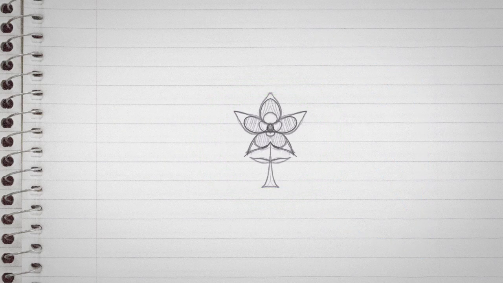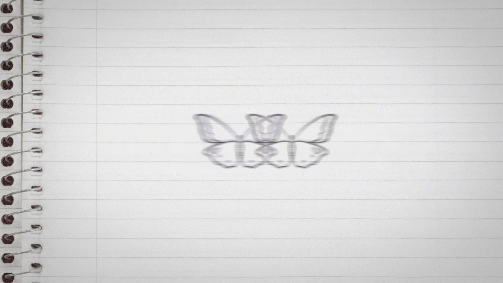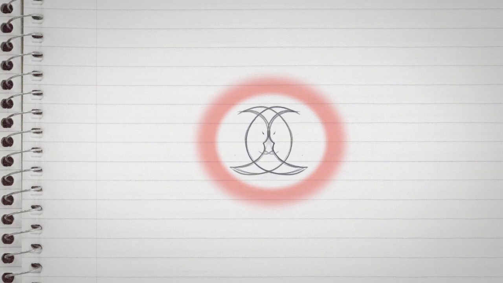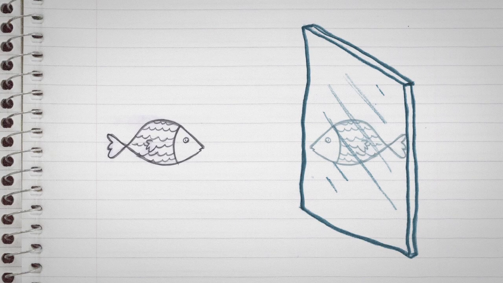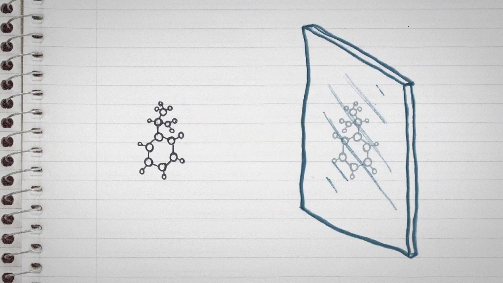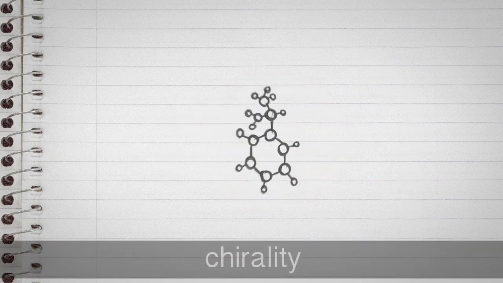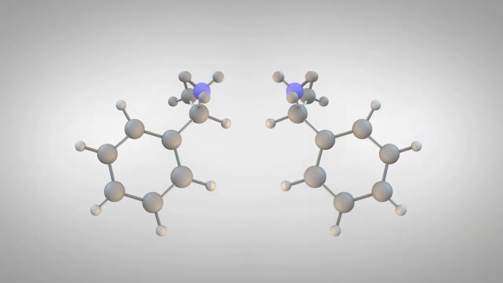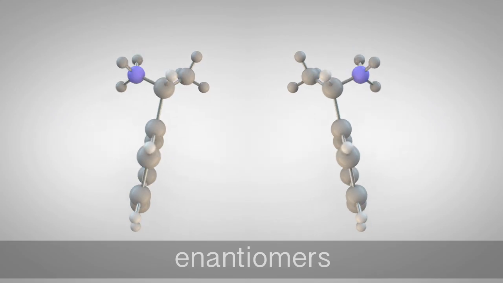In front of a mirror, some objects produce images that can be superimposed on themselves. Object and reflection are identical. In contrast, other images are non-superimposable. The objects that are not identical to their mirror images are called chiral and are said to have chirality. Nature is full of chiral molecules, which can exist in the two forms. A chiral molecule and its mirror image are called enantiomers.